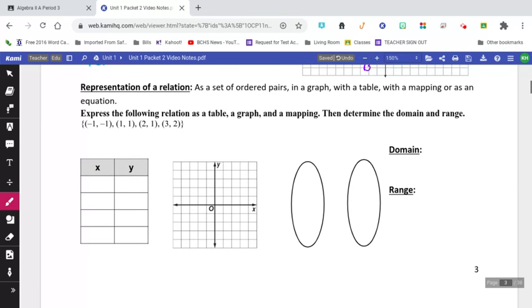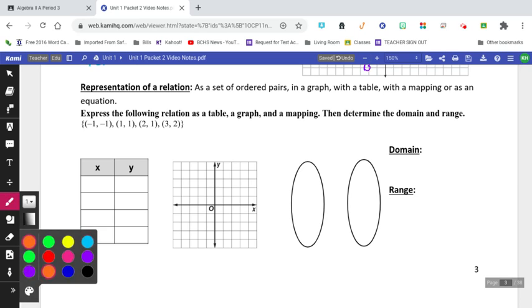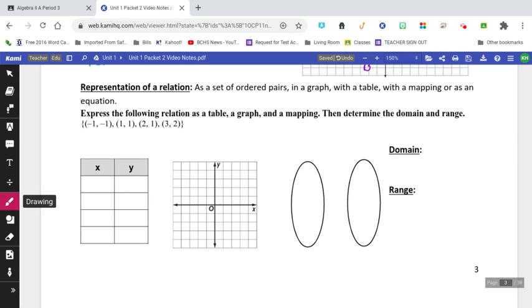Okay, now we get into the representation of a function, or I'm sorry, a relation. It can be represented as an ordered pair, set of ordered pairs, as a graph, with a table, with a mapping, or as an equation. So we're going to go over each of these right now. So first we have a relation that is given to us as a set of ordered pairs. We see the bracket. It says express the following relation as a table, a graph, and a mapping, then determine the domain and range. So we'll get to that in a moment.